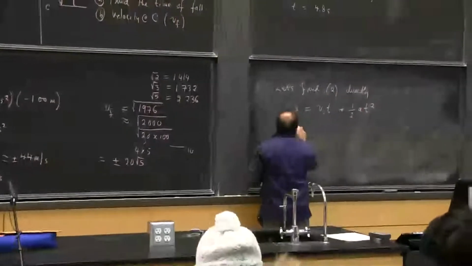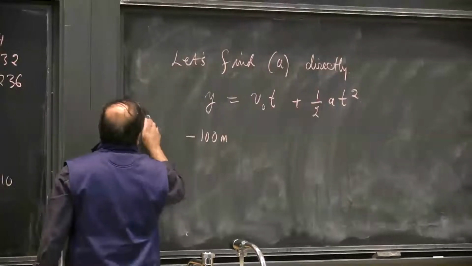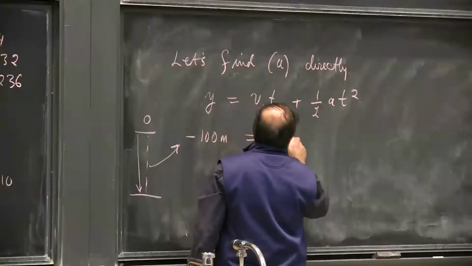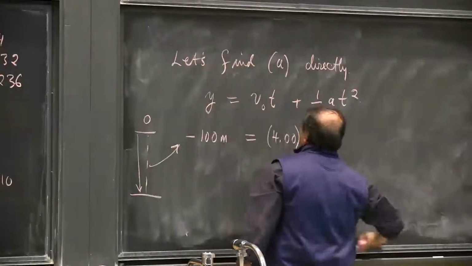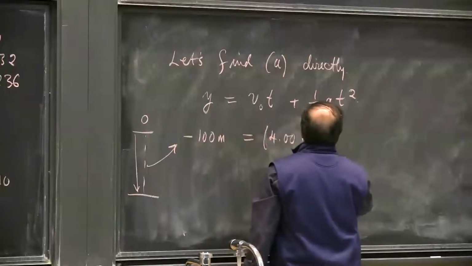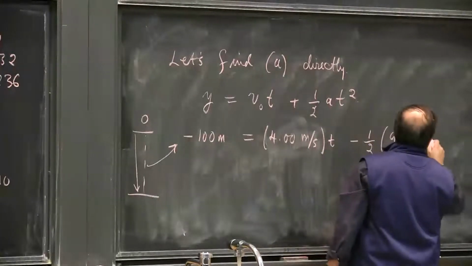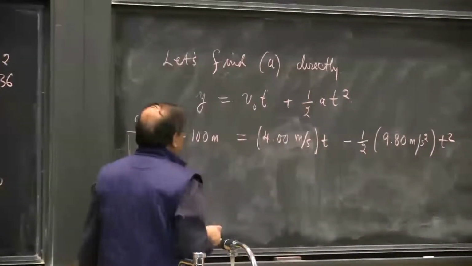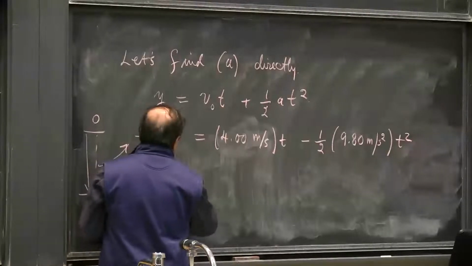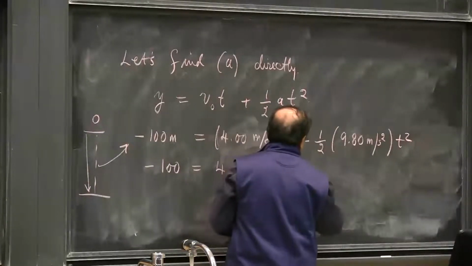So y, of course, is minus 100 because this thing is coming down. y is measured from the 0 level downward, so this is minus 100. v0 is plus, so 4.00 meters per second times time. G is downward, so minus 1/2 times 9.80 meters per second squared times t squared. So I have a quadratic equation. Without writing the units, minus 100 equals 4.00 times t minus 4.90 times t squared.